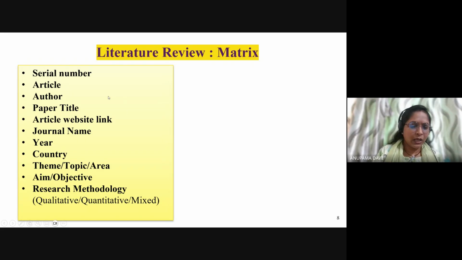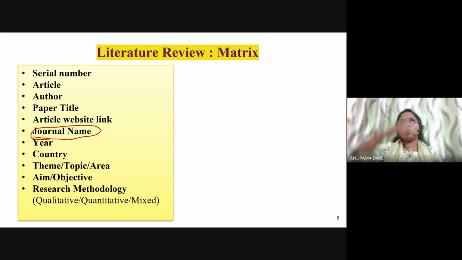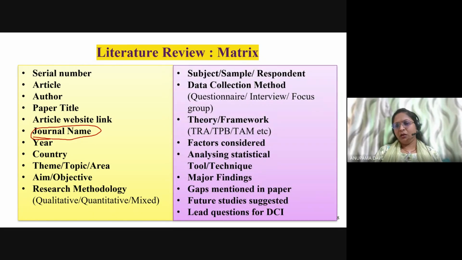Somebody asked me in the beginning how we identify journals. Identification can also be done from here, because if you maintain a literature matrix, you will be able to get a list of all the journals where these papers have been published. From that you will be able to figure out which journals could be possible outlets for your research paper publication. A few other things you should be documenting are sample response, data collection method, and so on.